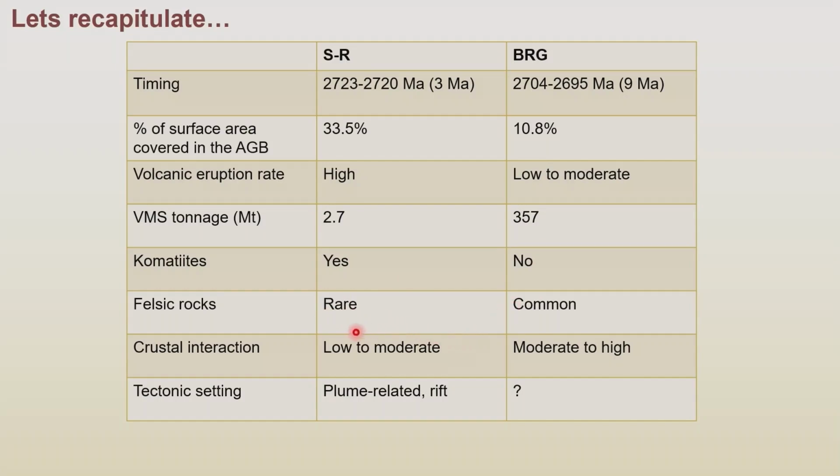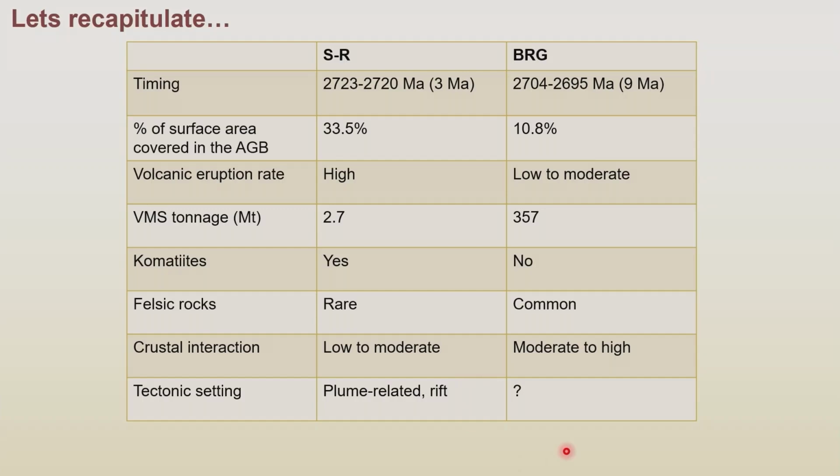So the crustal interaction that we could see in both cases for the Stoughton-Roquemaure tends to be low to moderate, but for the Blake River, moderate to high. So the tectonic setting for the Stoughton-Roquemaure could be plume related, and for the Blake River group, it is uncertain.